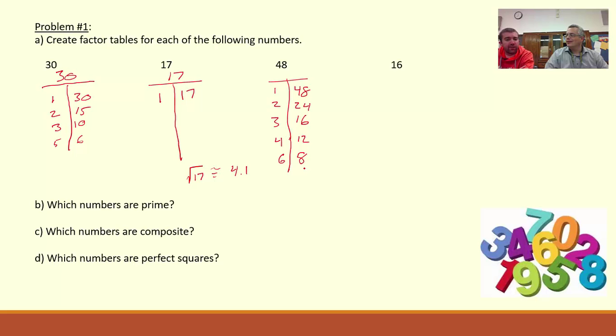7? Nope, that would be 49. The square root of 48 is like 6.9 something, right before 7, so we know we can end at 6.